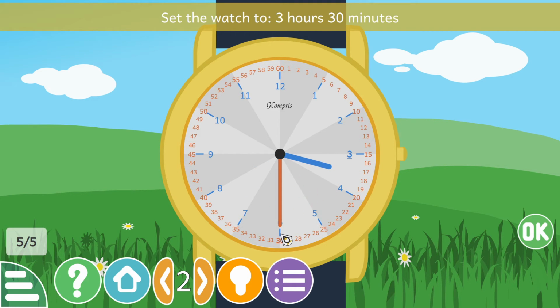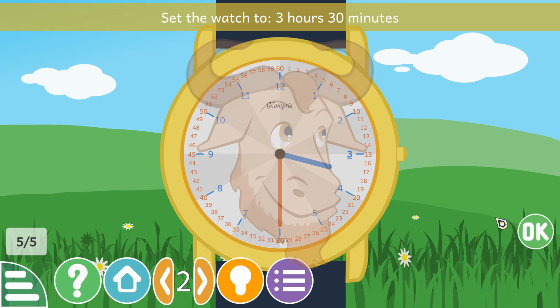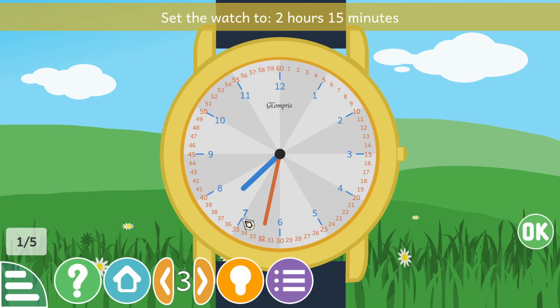So 3:30. And now we're getting more difficult. So 2:15. Also with 30. Now with clocks, you might say to someone, I'm going to meet you at 2:30, which is the half beyond 2. Or I might say I'm meeting someone at 2:45. So 15 minutes or a quarter of an hour until 3.